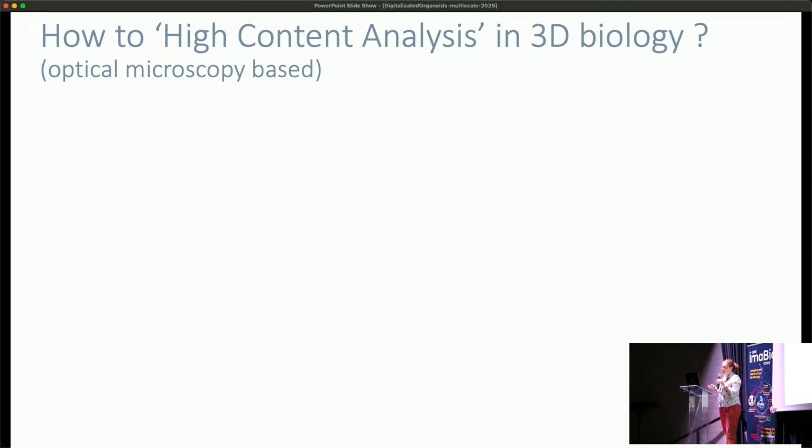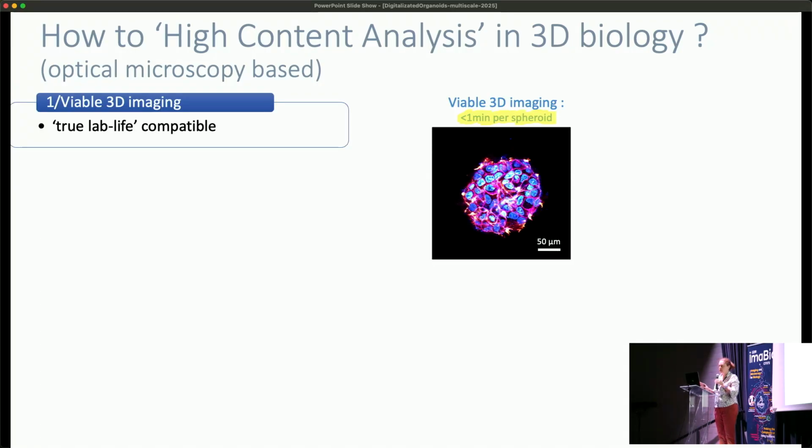So now we are talking about spheroids and organoids, meaning that we are going to talk about 3D a lot and how to do high content analysis in 3D, of course now based on optical microscopy. First, what we have tried to develop in our lab is something compatible with viable 3D imaging, a true live compatible workflow. For example, you don't want to spend more than 1 minute to acquire 3D multicolor imaging of your spheroid of interest.